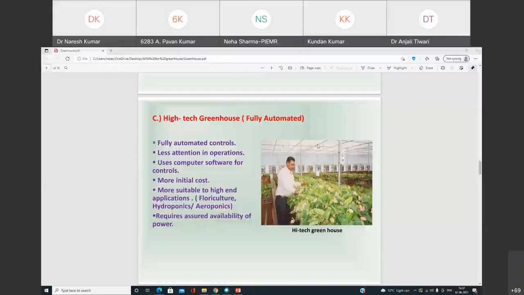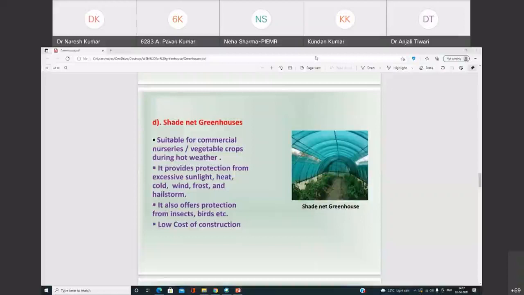And there's a very simple one, which is the shade net greenhouse, used by most of the nurseries. It is very easy to construct, and only the shade net is provided on the outside as cladding. It's suitable for commercial nurseries and vegetable crops during hot weather. It provides protection from excessive sunlight, heat, cold, wind, frost, and hailstorms. It also offers protection from insects, birds, etc.